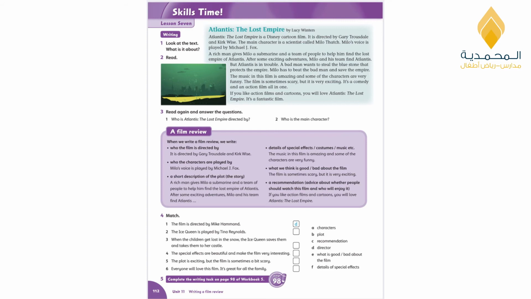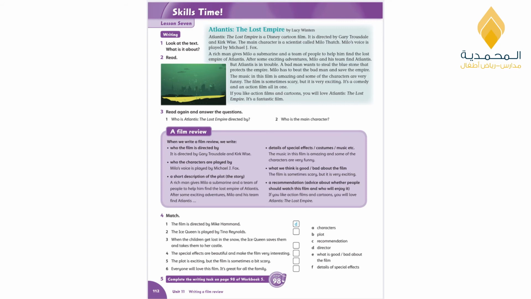Now, what is the text about? Yes, it is talking about the Disney cartoon film The Lost Empire. Now, after you read the text, you have to answer the questions. Number 1. Who is Atlantis, The Lost Empire directed by? Excellent! Jerry Trousdale and Kirk Wise. Now, who is the main character? Yes, a scientist called Milo Thatch. Excellent, a scientist called Milo Thatch. Now move to the film review. What is a film review and how can we write a film review?